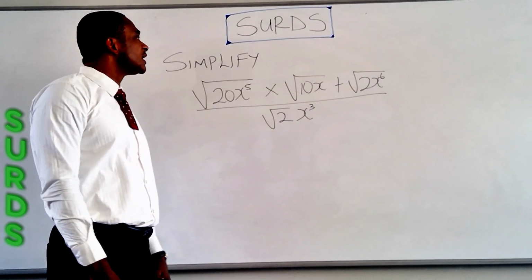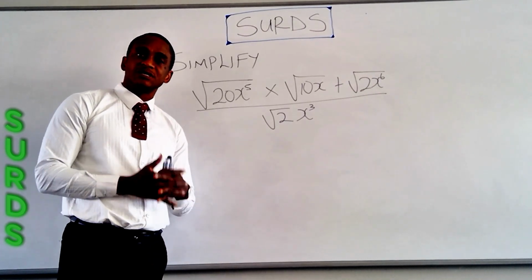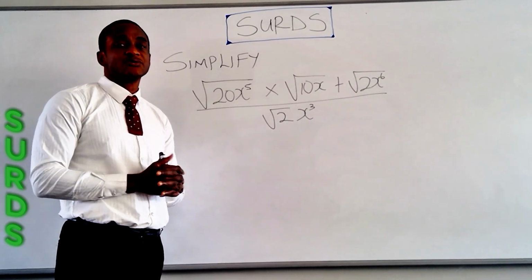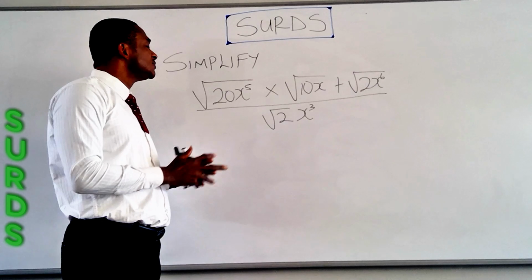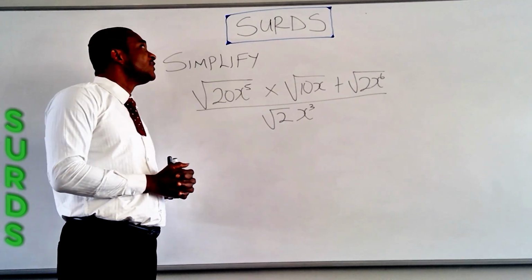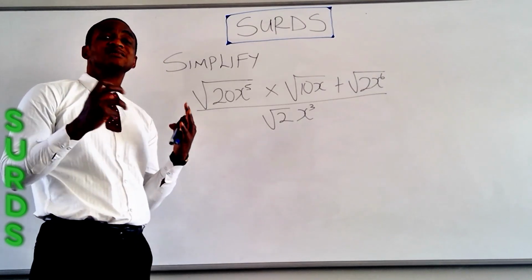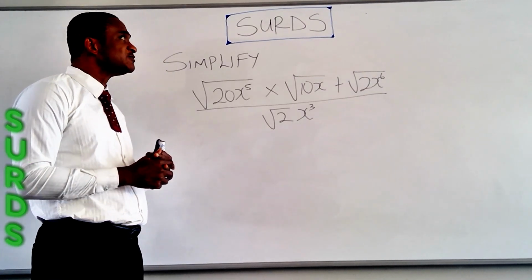Today we are going to look at simplification of surds. Surds are expressions we have under the root sign. So we are going to see how we can simplify surds. Surds are an extension of exponents. It is similar to what we do with exponents.